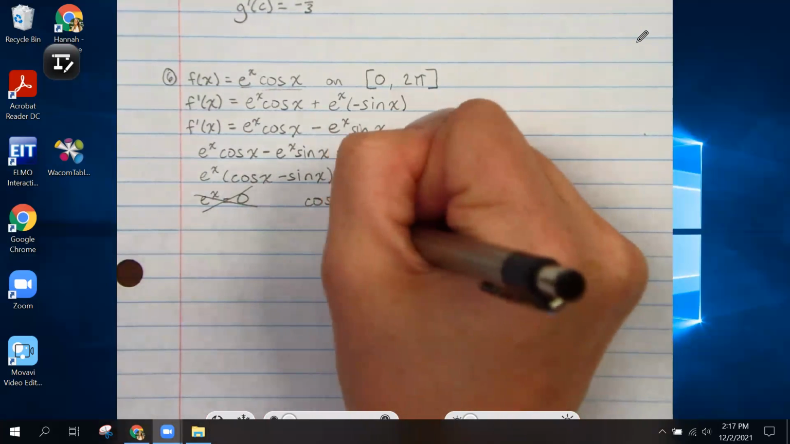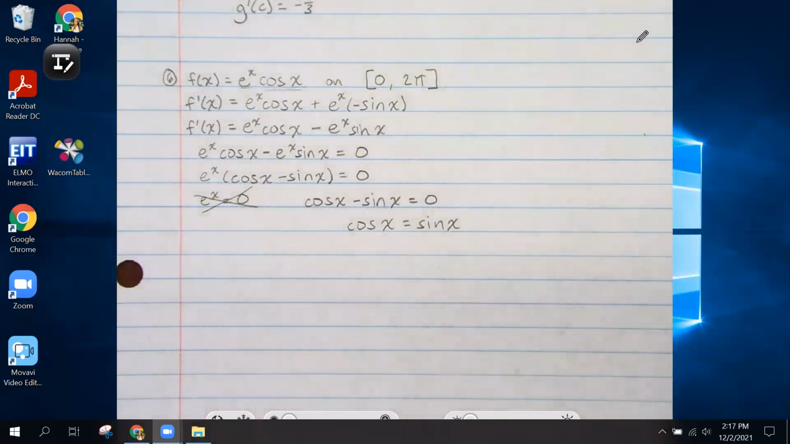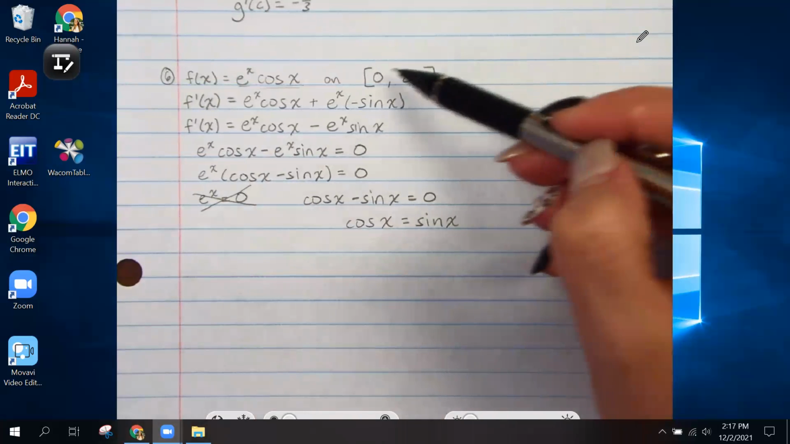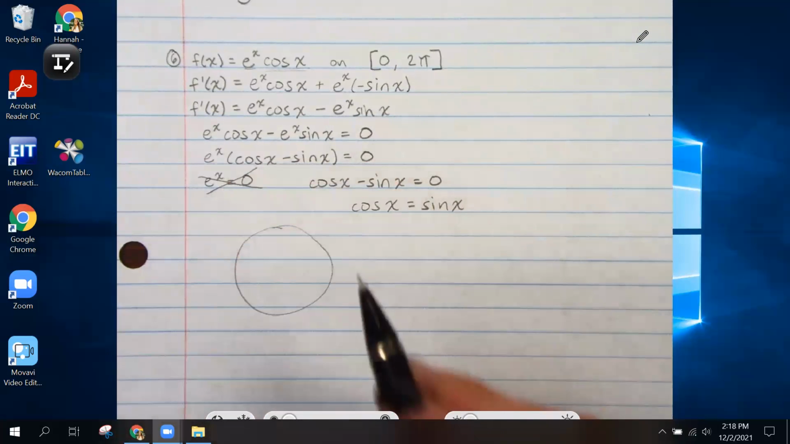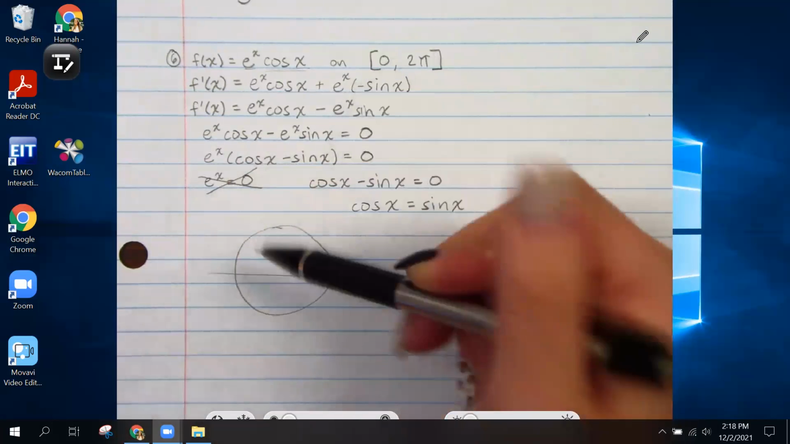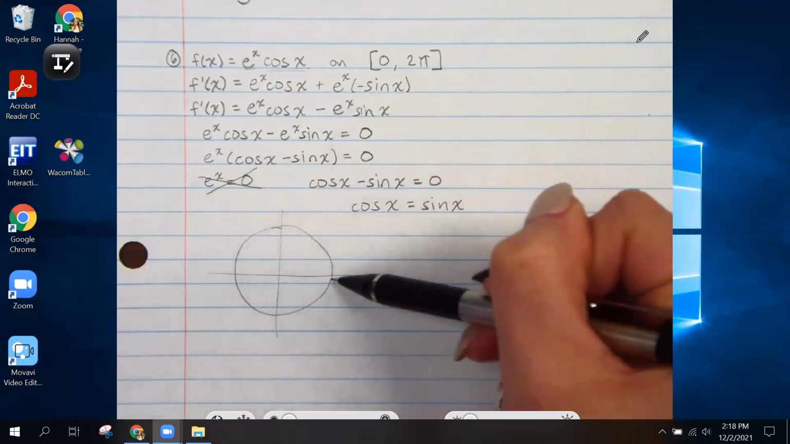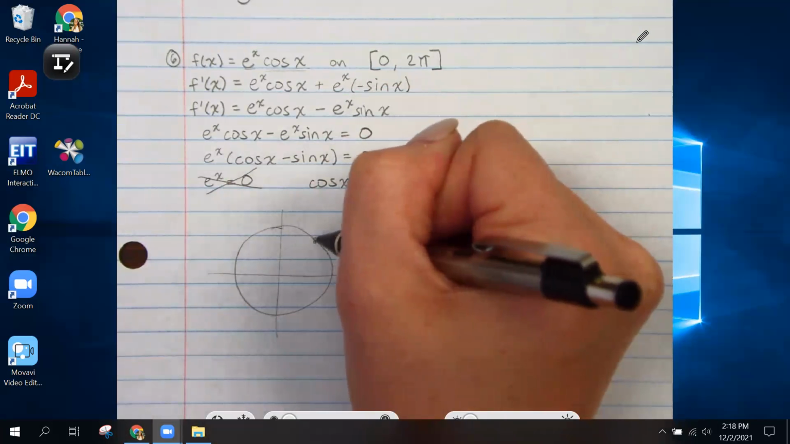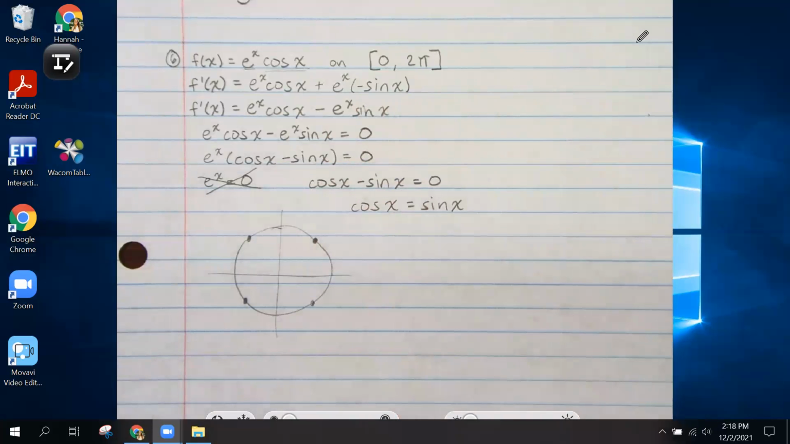So we can add sine x to both sides to get cosine x equals sine x. So we're looking for x values that would make sine and cosine be equal. And we only care about the interval from 0 to 2 pi. So if we think about the unit circle, 0 to 2 pi would just be one rotation around the circle. So looking at the points on the unit circle, sine and cosine come from the x and y coordinates of those points. So we're looking for where the x and y coordinates would be equal. So that would only be at these middle points of each quadrant.